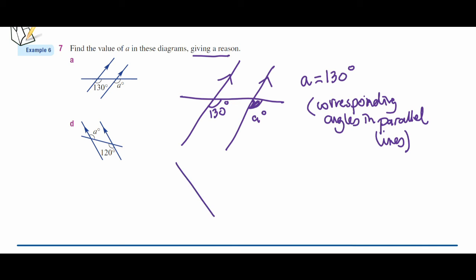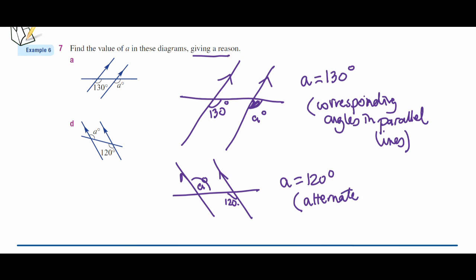All right, let's look at this one. So we'll copy that. Two parallel lines there. And we've got 120 degrees here. And we have an A degrees here. They're equal, aren't they? Because they are alternate angles. So I'm just going to say A is 120 degrees. And the reason is alternate angles in parallel lines. You'll get used to writing that sentence.